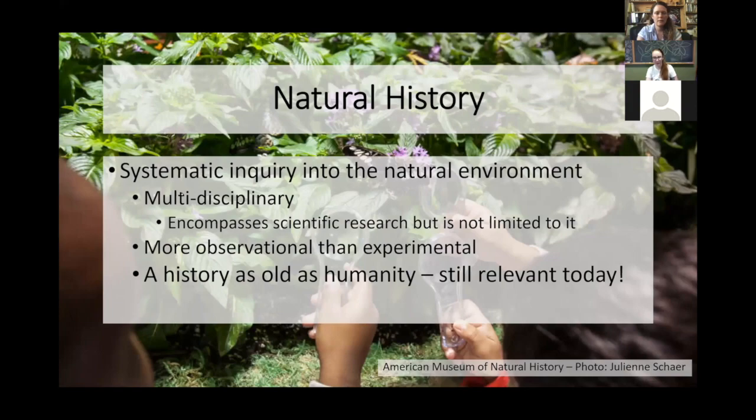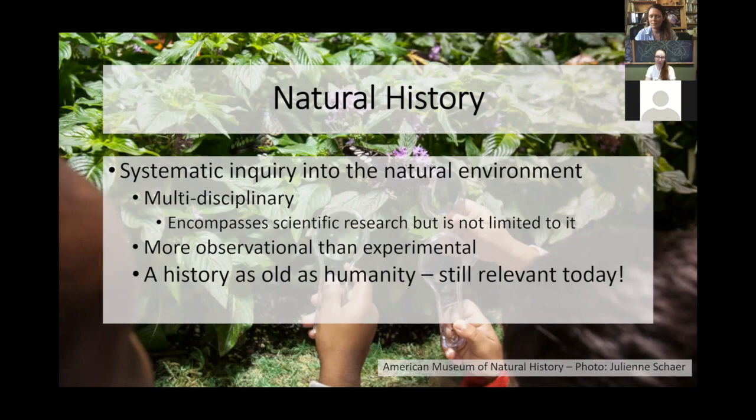To be a little more explicit about what natural history is, it's basically any systematic inquiry into the natural environment. So this is multidisciplinary. It encompasses everything from art and culture to the morphology of botanical plants. It does tend to be more observational than experimental, so it often isn't considered a hard science, but hard science does require observation to work.